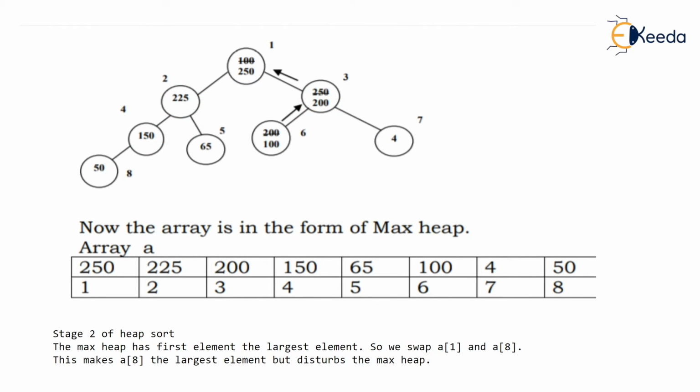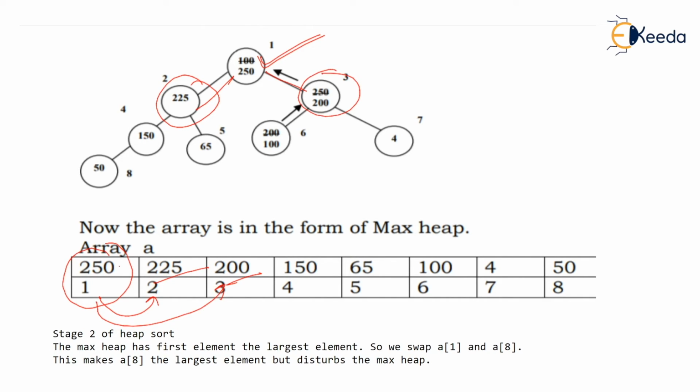Are you understanding that the array has the first element as 250? Check the first node is storing 250. And the two children of the first node are at 2 and 3, left child and right child: 225, 200. Yes, 225 is the left child and 200 is the right child.